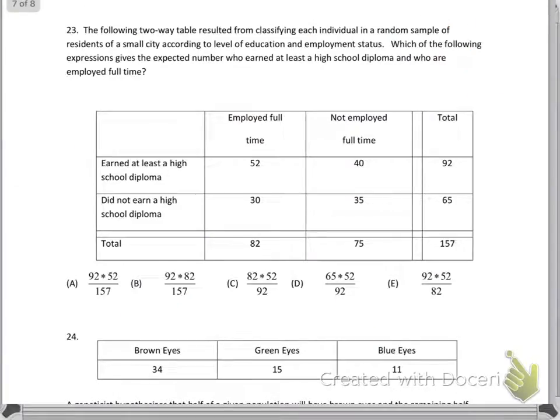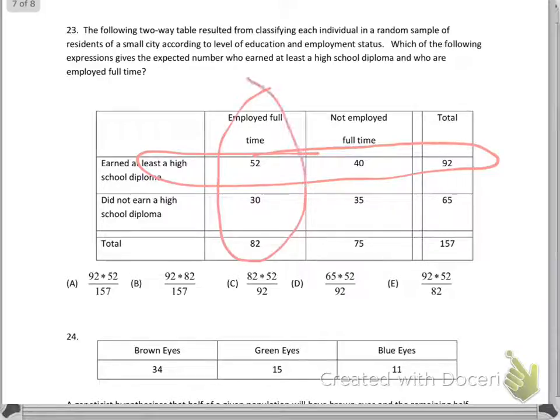Okay, so what do we want to know? The expected value for those who earned at least a high school diploma and who are employed full-time. So it's 92 times 82 divided by 157, so my answer is B.